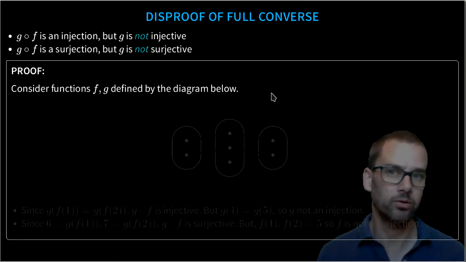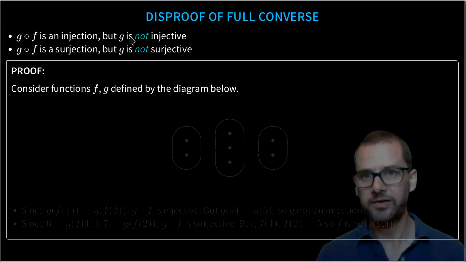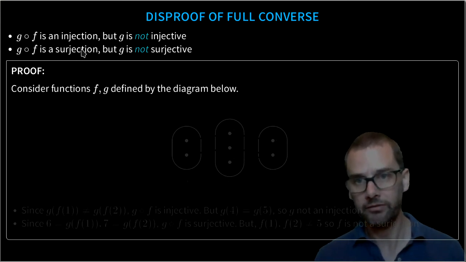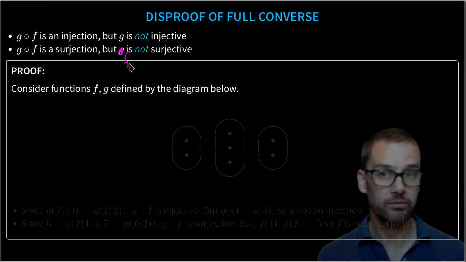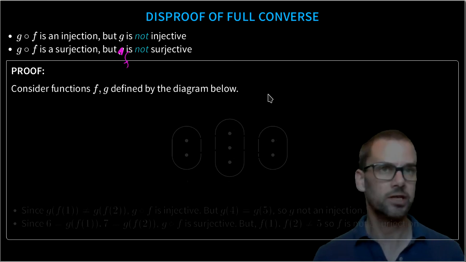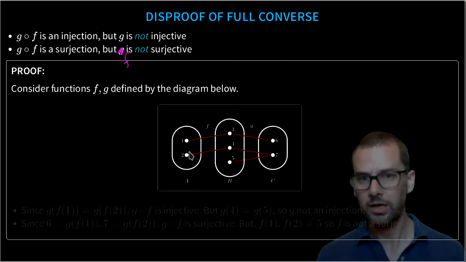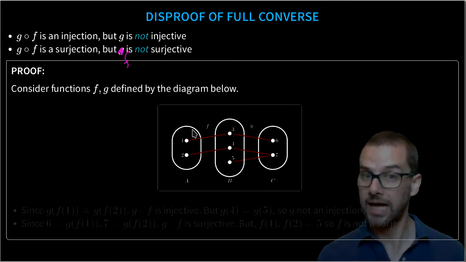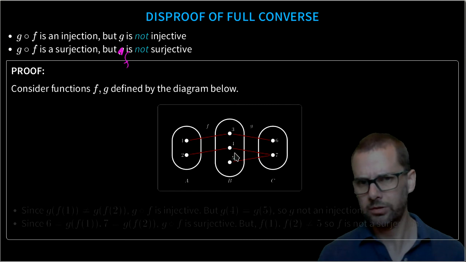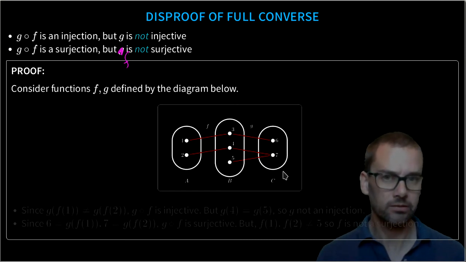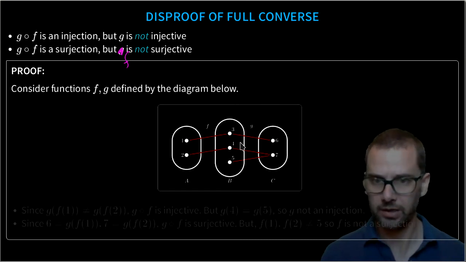You can make an example like the following, so that g of f is an injection, but g is not injective. g of f is a surjection, and again, that same mistake there, f is not surjective. So let's consider functions f and g defined by this diagram below. So I've got sets A, B, and C, and just to give these things names, I've set 1 and 2, 3, 4, and 5, 6 and 7, so we've got some handles on things.